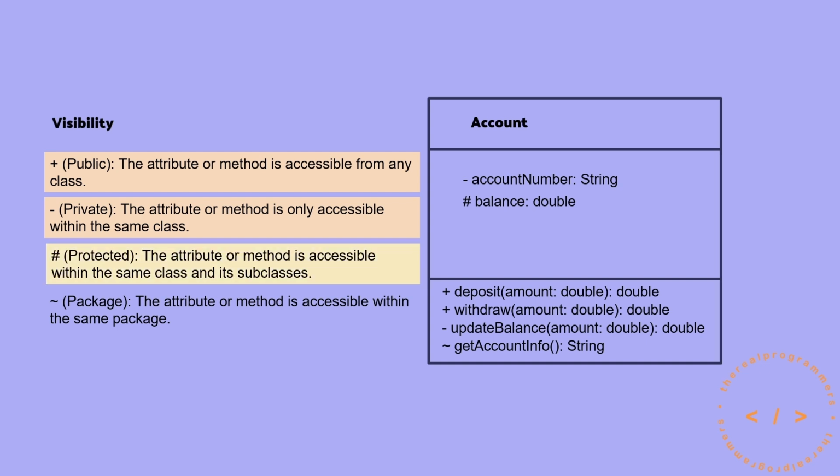The hash symbol denotes that the attribute or the method is protected, meaning they are only visible in the same class and its subclasses. And lastly, the tilde symbol denotes that the attribute or the method has a default visibility, which means they are accessible within the same package.